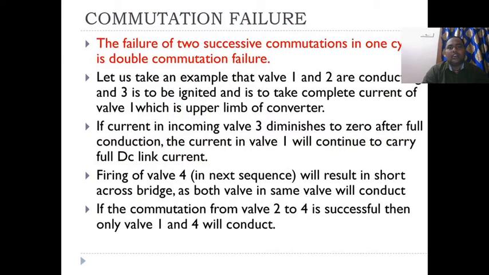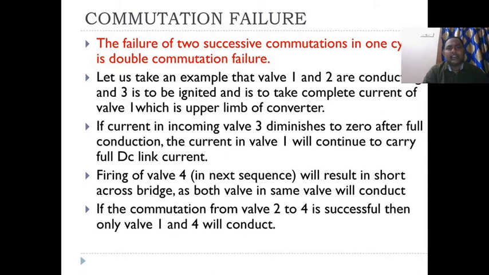Next one is commutation failure, a very serious problem in converters. The failure of two successive commutations in one cycle is a double commutation failure. There is a single commutation failure as well as a double commutation failure.